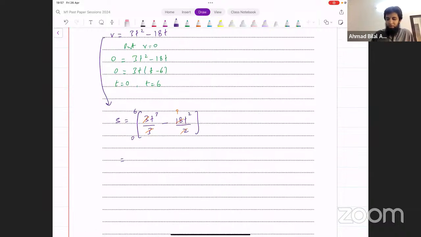And that gives you 6 cubed minus 9 into 6 squared. Subtract from this the case when you input t equal to 0, that will just be 0. And that gives you 216 minus 36 into 9. That's negative.